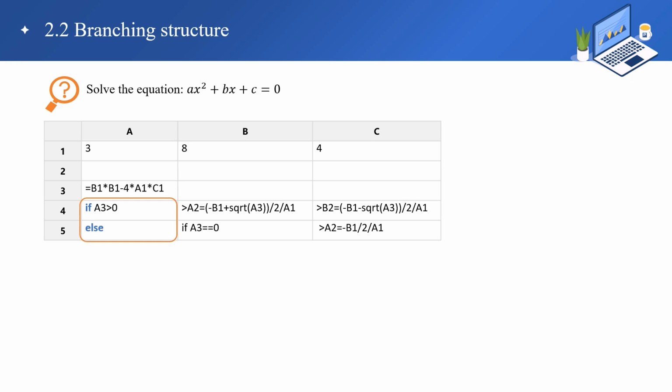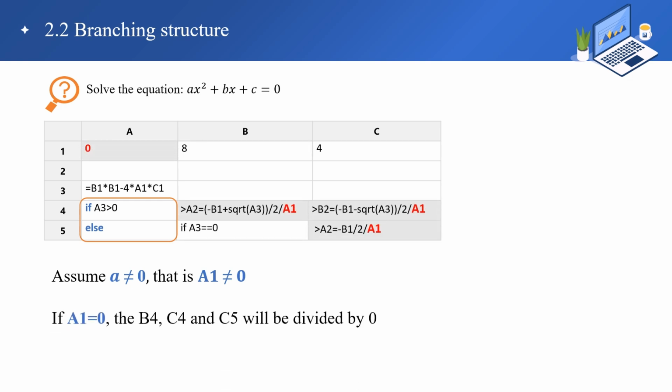This program uses the formula of quadratic equation, but the premise is that the equation is really quadratic, that is to say, it assumes that A1 is not 0. If A1 is 0, the B4, C4, and C5 of the above program will be divided by 0.